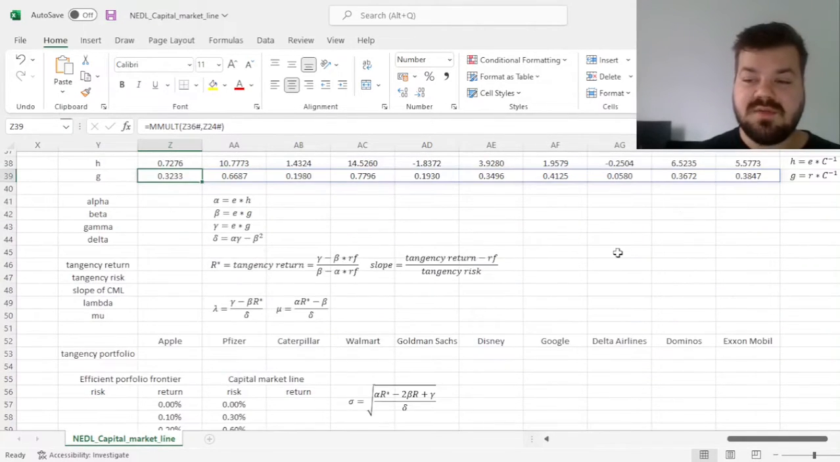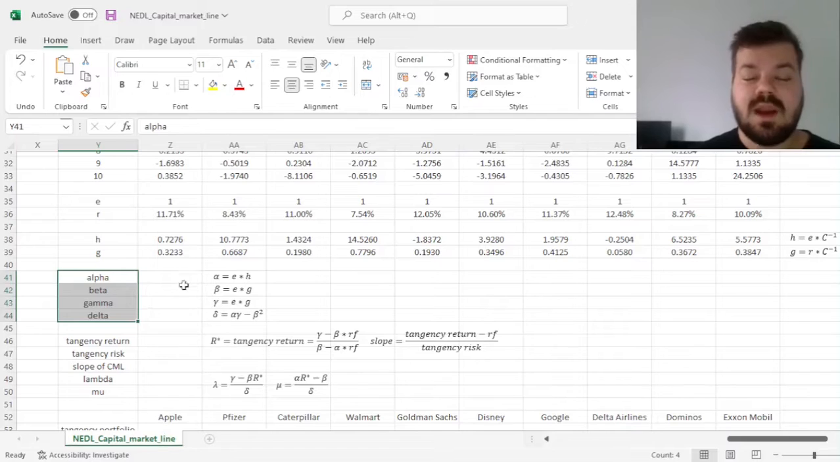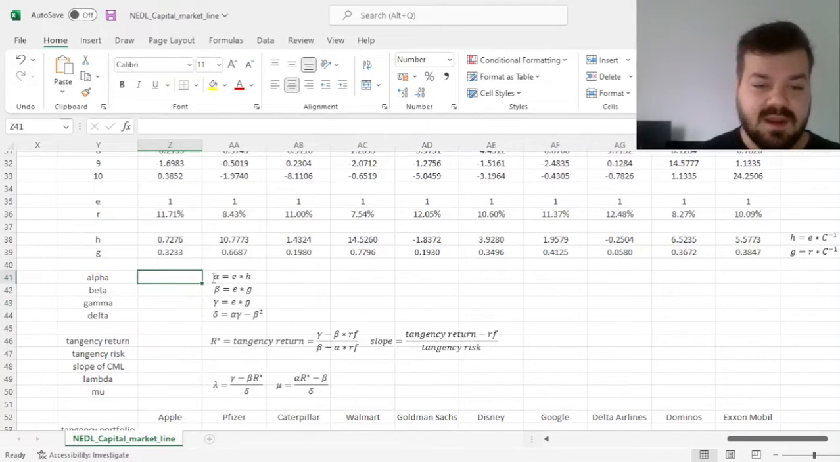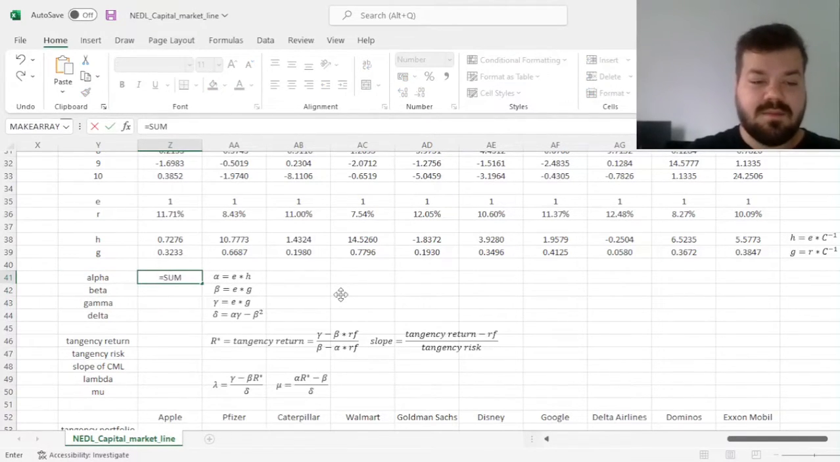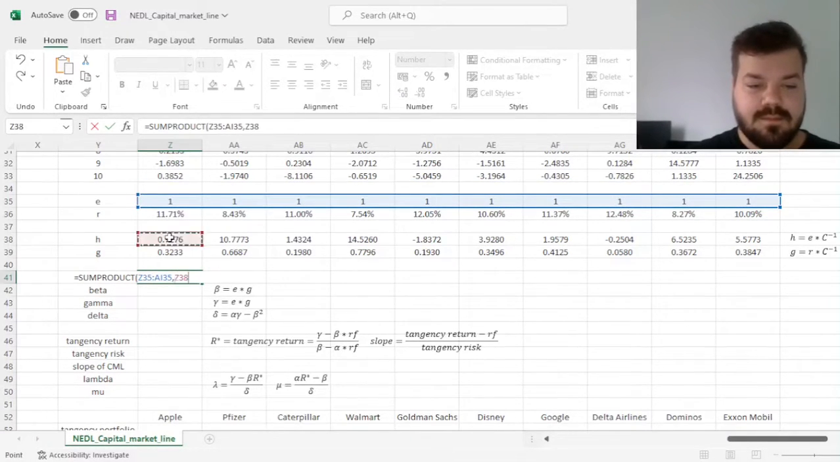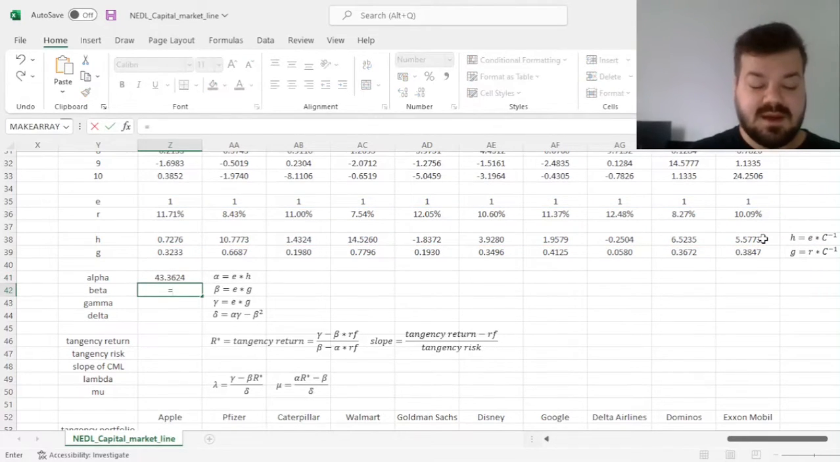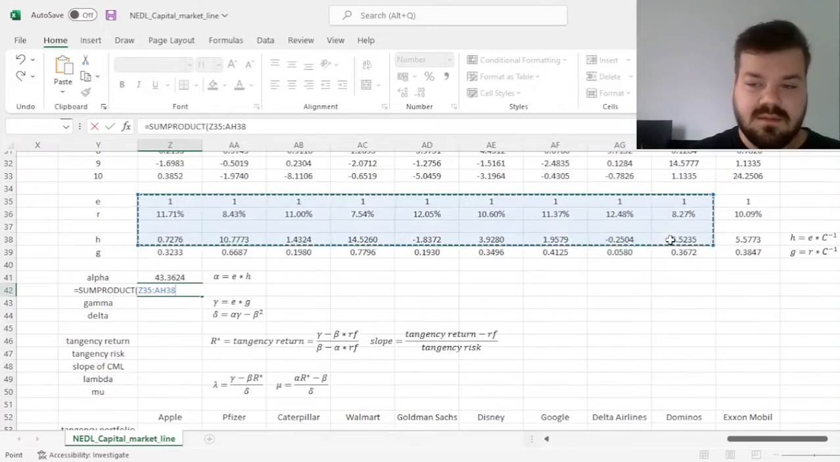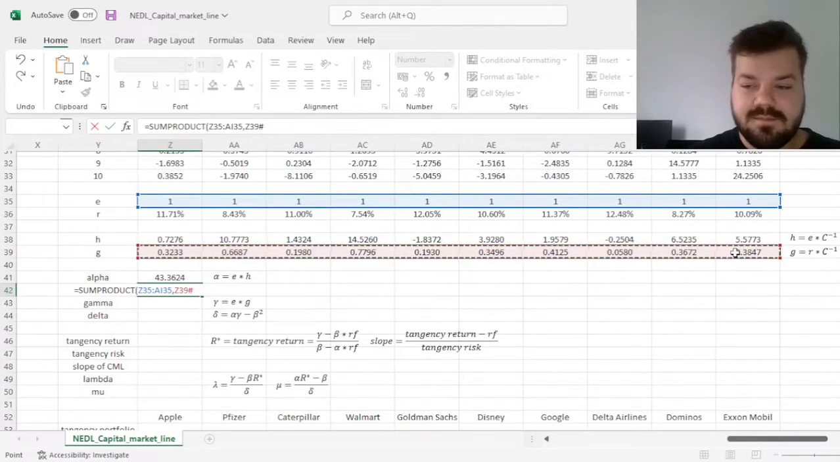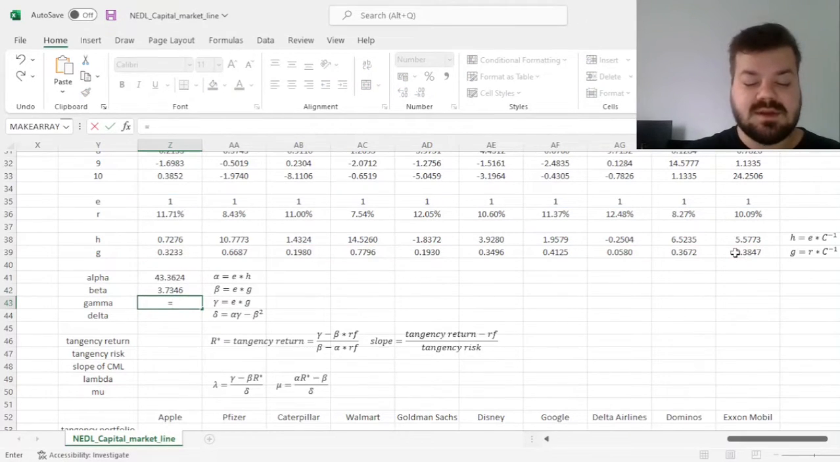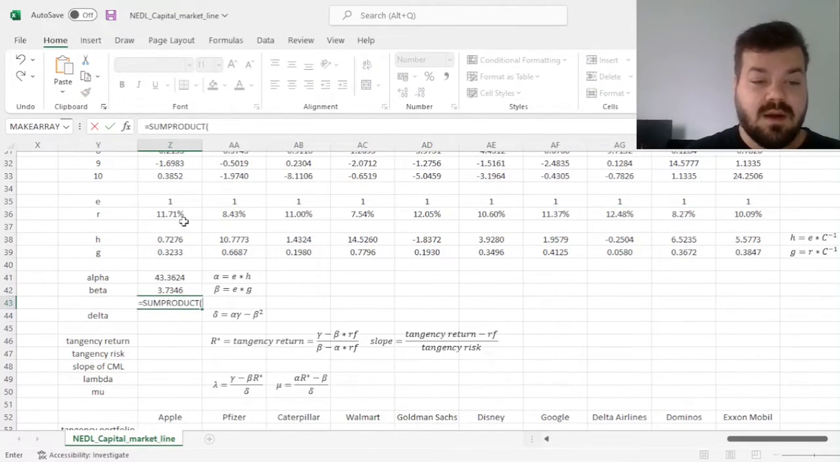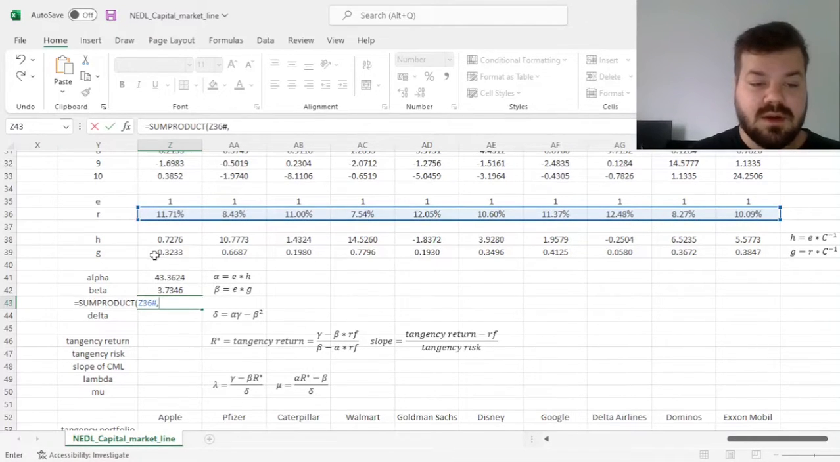Now we can use those vectors to construct four constants that would characterize our efficient portfolio frontier, mainly the relationship between the risk and return. So alpha would be the sum product of the E vector and the H vector. Beta, and this beta is different from the market beta, and again, this notation is quite unfortunate, but this beta is the sum product of the E vector and the G vector. And finally, the gamma constant is the sum product of our R vector and our G vector.